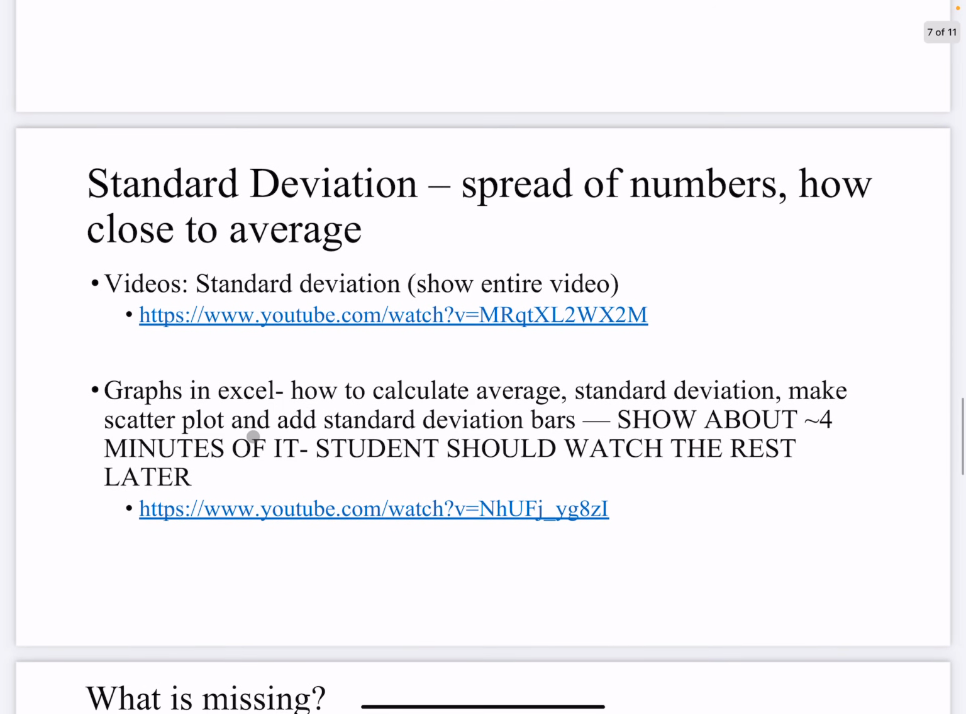So let's take a look at standard deviation. Basically, standard deviation is the spread of numbers and how close they are to the average. So we'll watch this YouTube video here on what standard deviation is.